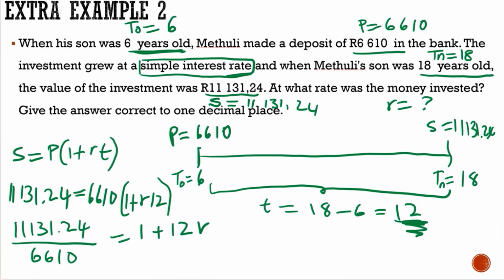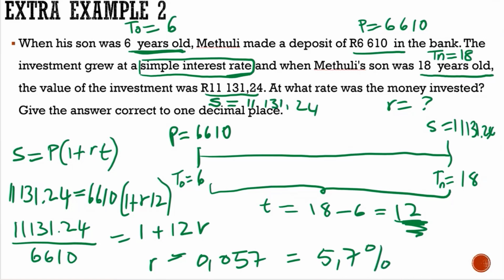So from here, you can just plug into your calculator. You'd find that your R is equal to 0.057, which is equal to 5.7%.